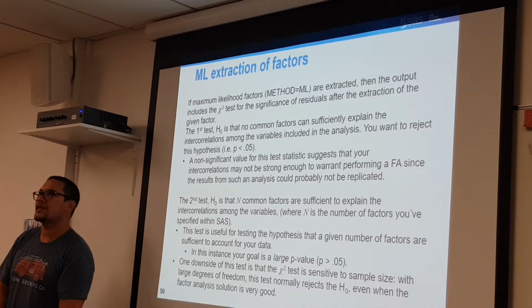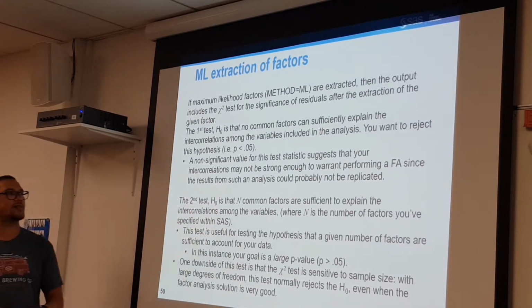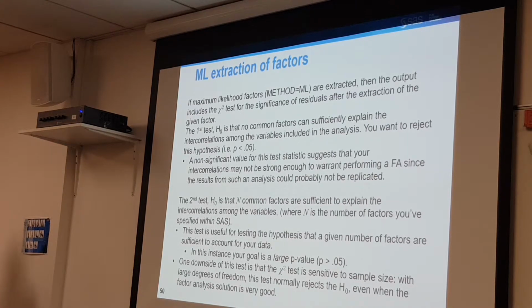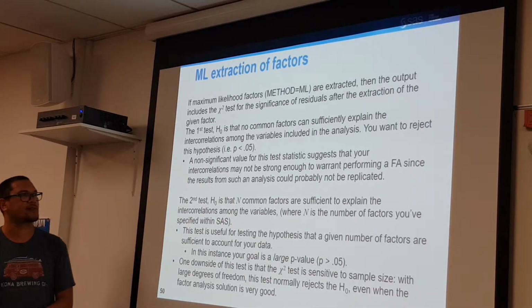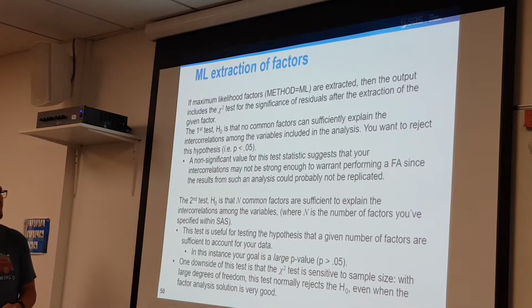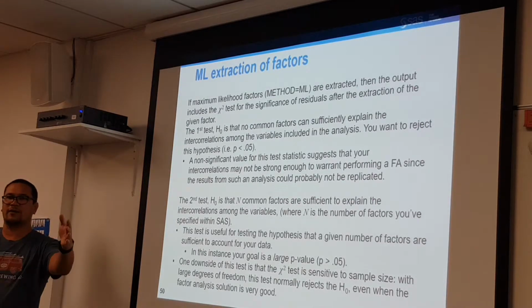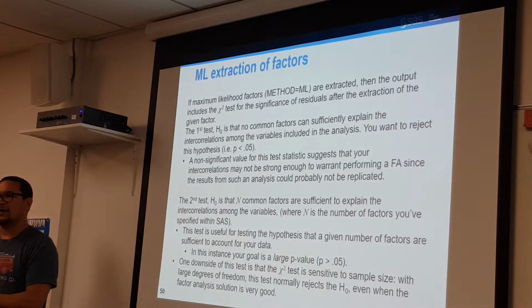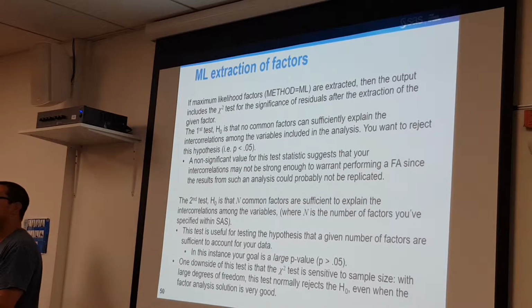Now here's the problem. The second test you would think would be really nice, because it would be a way of describing how many factors I could use. The null hypothesis is that the number of common factors that you've chosen, let's say you chose 5, is sufficient to explain the correlations that we saw amongst the variables. So n is the number of factors that you have specified within SAS. You'd think that would be really useful. You would say, okay, let's do this test. I look at my residual matrix. Is that small enough to say I've got sufficient factors? That's in theory what I could do.